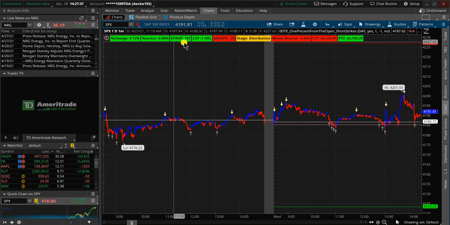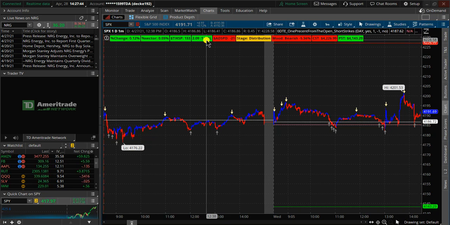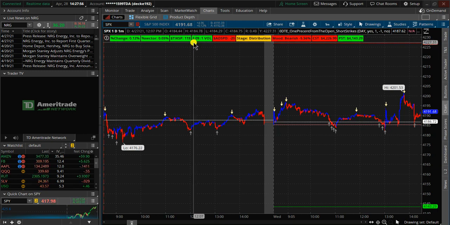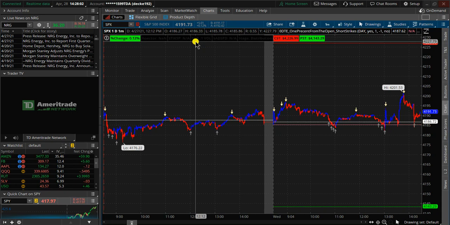The next box is the vol, which is the breadth ratio, and this is the amount of volume flowing into up stocks versus the volume into down stocks. If it's positive, over 1 to 1, then that is bullish and the box will be green. If it's below 1, then it will show up as red.